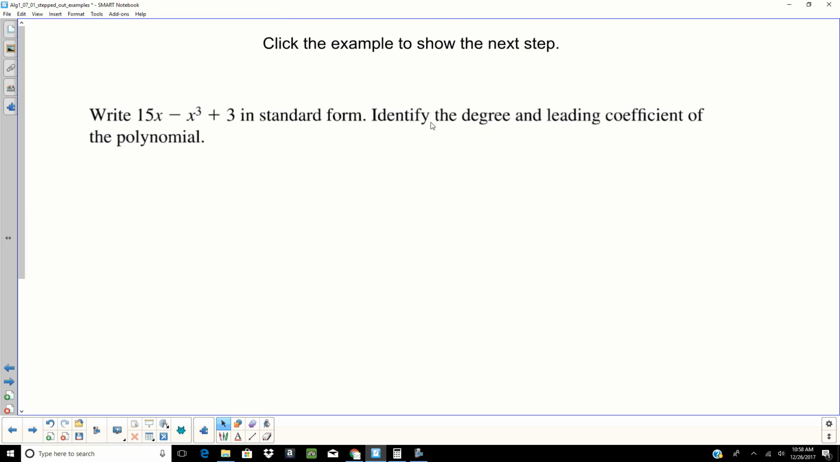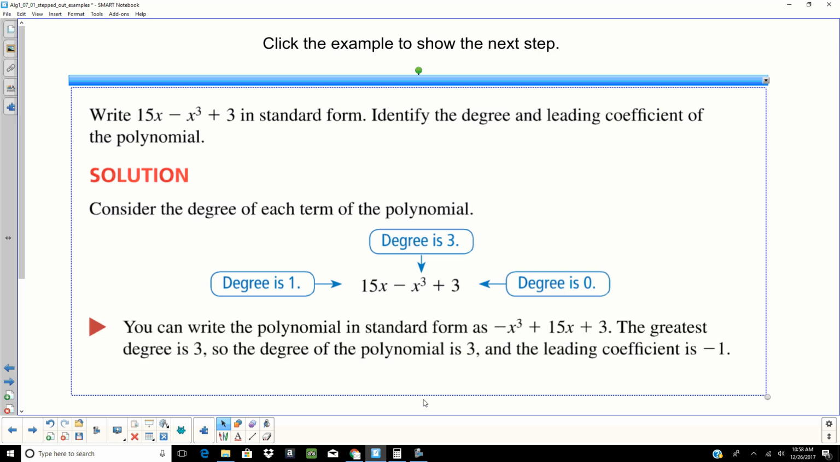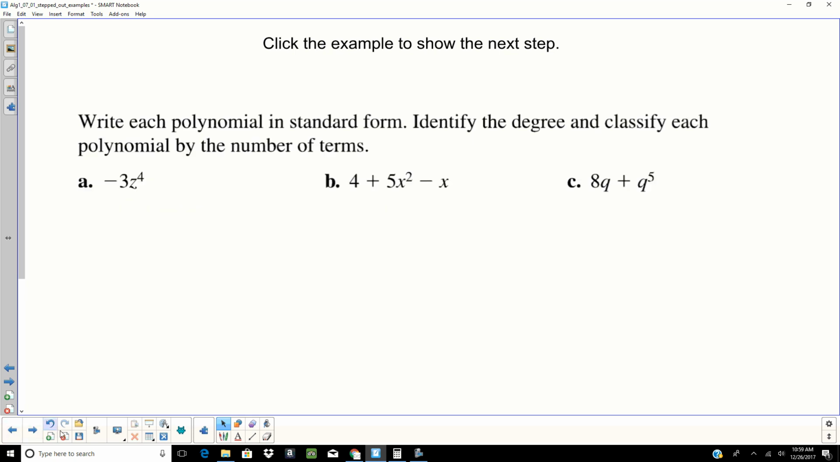So here we want to write it in standard form. My highest exponent is x to the third, so we're going to start with that one. And remember that negative sign sticks with the x to the third. So negative x cubed plus 15x plus 3. So it is a degree of 3, and the leading coefficient is negative 1. It's just got the negative sign there, but it's understood that it's negative 1.